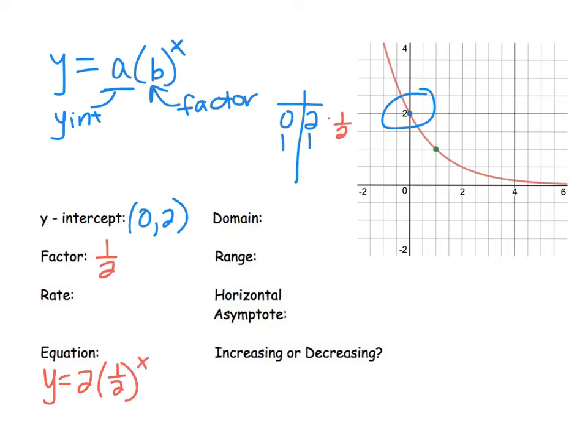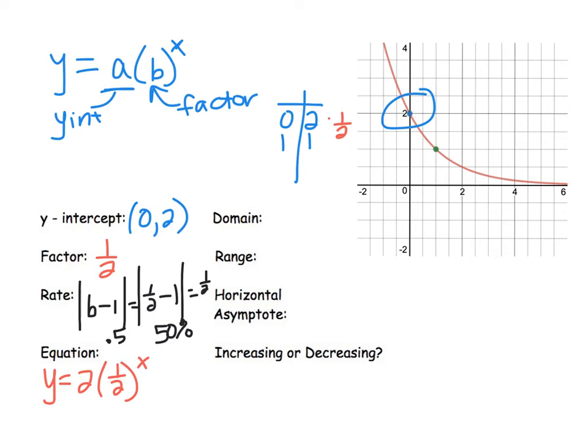And then the other thing that it's asking me for is my rate. And my rate is always the absolute value of b minus 1. So the absolute value of b minus 1, in this case, my b is 1/2 minus 1. So 1/2 minus 1 is a negative half, but I'm taking the absolute value, so I can see that my rate is going to be a positive 1/2, which is the same as 50% or 0.5. So that's what my rate is.